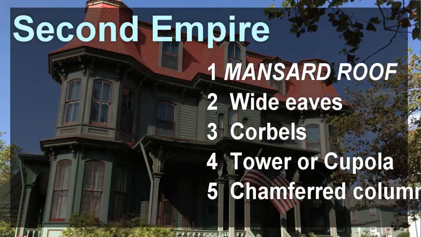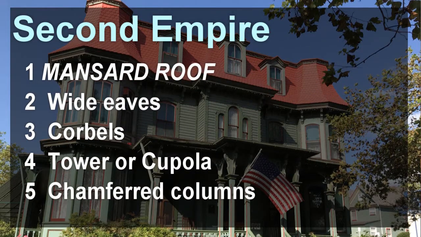Here in the United States, the Second Empire style always had a mansard roof. After that, many of its other characteristics were the same as the Italianates, including wide eaves, corbels, towers or cupolas, and chamfered columns.